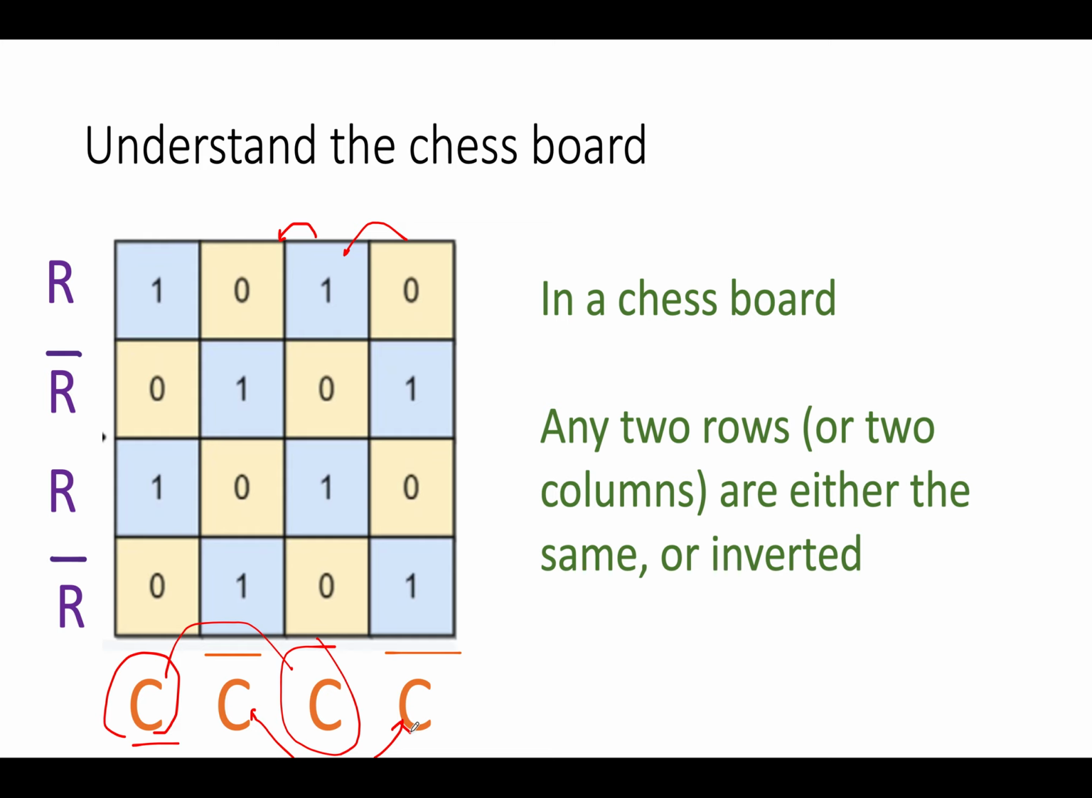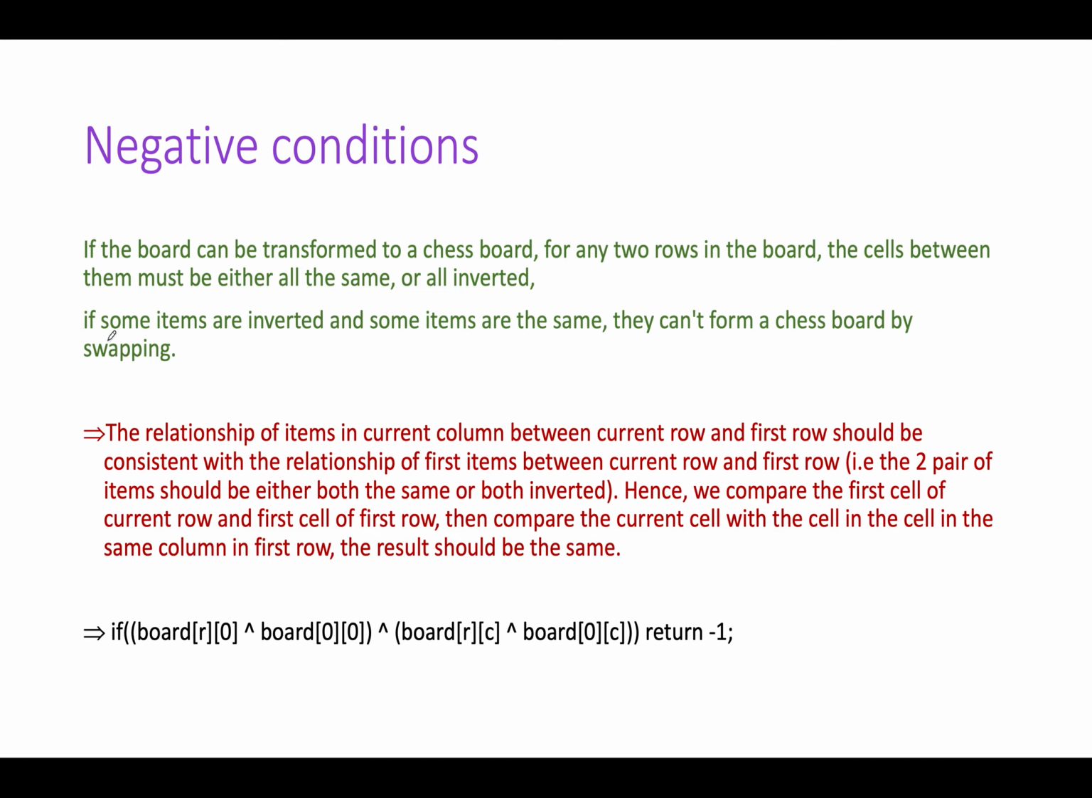So there are two types of rows possible. One is R, the other one is the inverse of R. Similarly, there are two types of columns possible, C and the inverse of C. Any two rows or any two columns are either the same or the inverted one in a chessboard. We can conclude this. Let's try and draw a few inferences from the previous analysis.